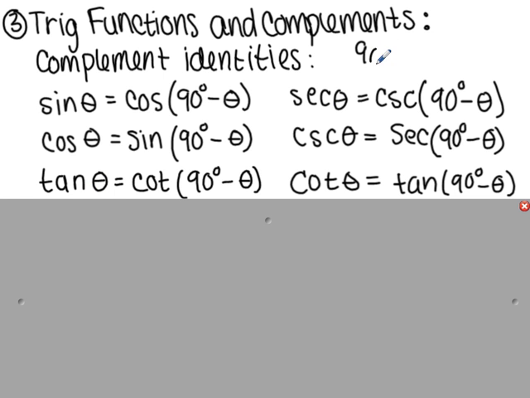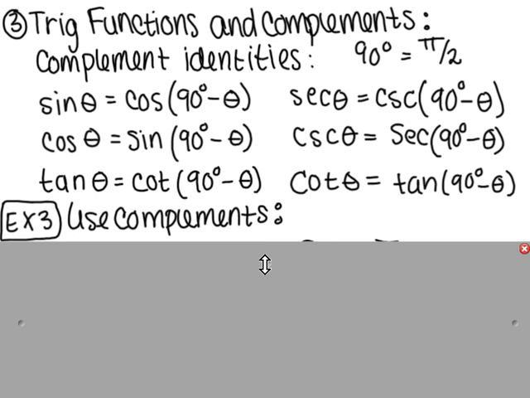If you're not using degrees and you're in radians, 90 is the same thing as pi over 2. And you should remember this from the activity lab we did with linear and angular velocity. So I'm going to go ahead and do a couple examples. Example 3, use complements. I'm going to do the first example and we're going to check it in the calculator so that I can show you that for sure they do equal each other.